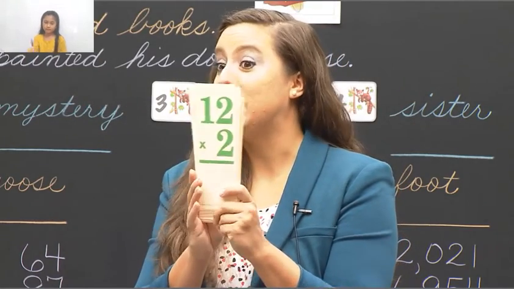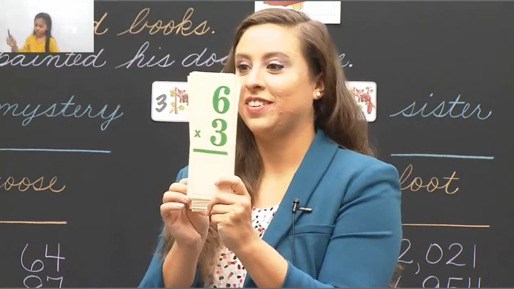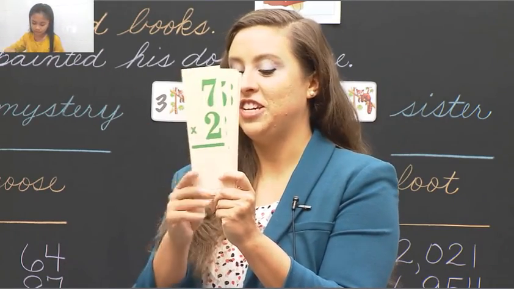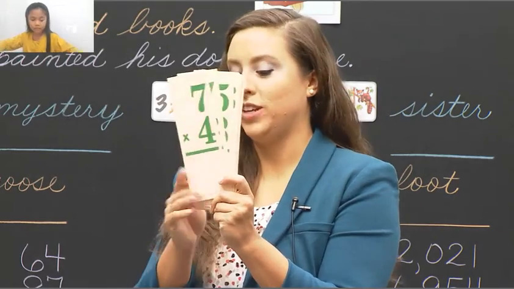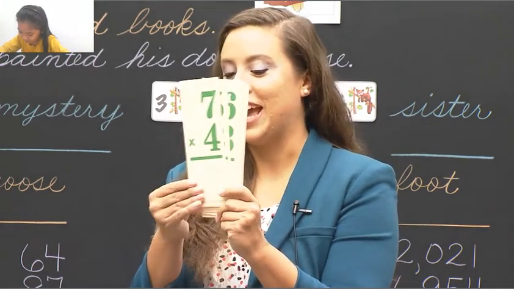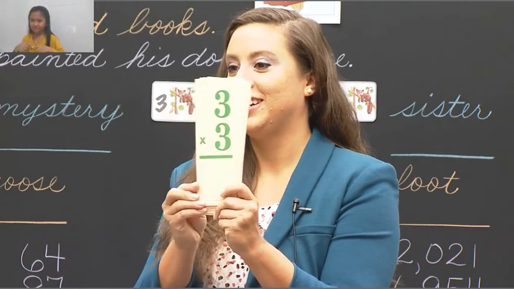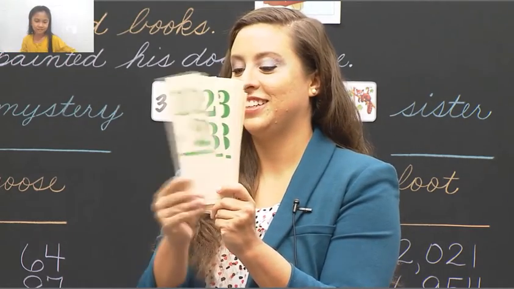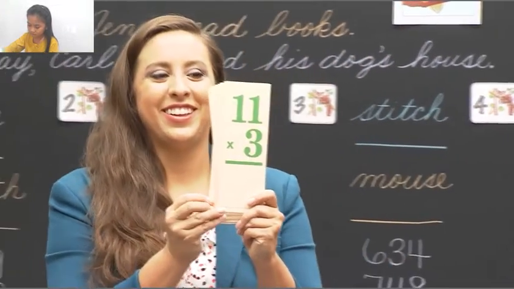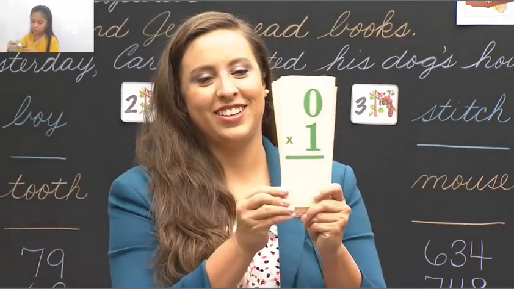Excellent speed. Row 3. 9. 18. 15. 14. 24. 28. 28 is correct. 9. Yes. 6. 22. Good speed. Row 4. 31. 0. Yes. Good, Kathleen.